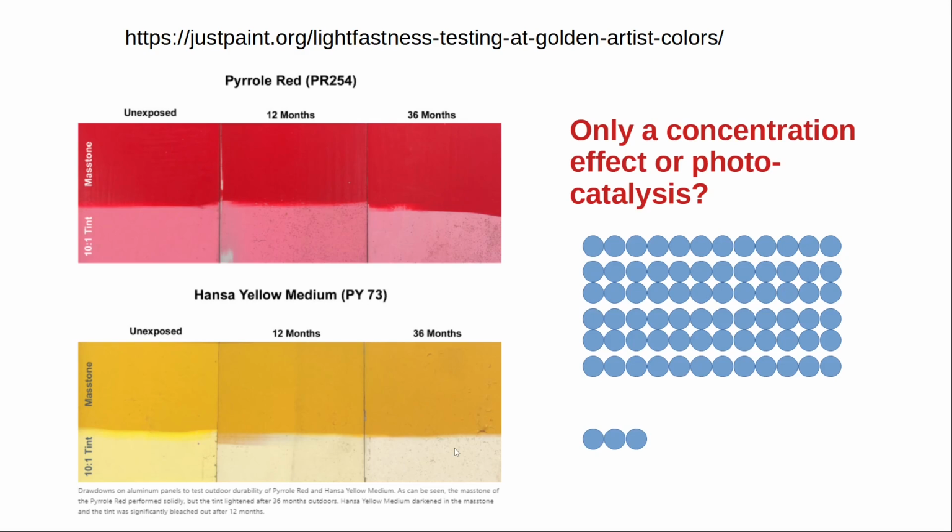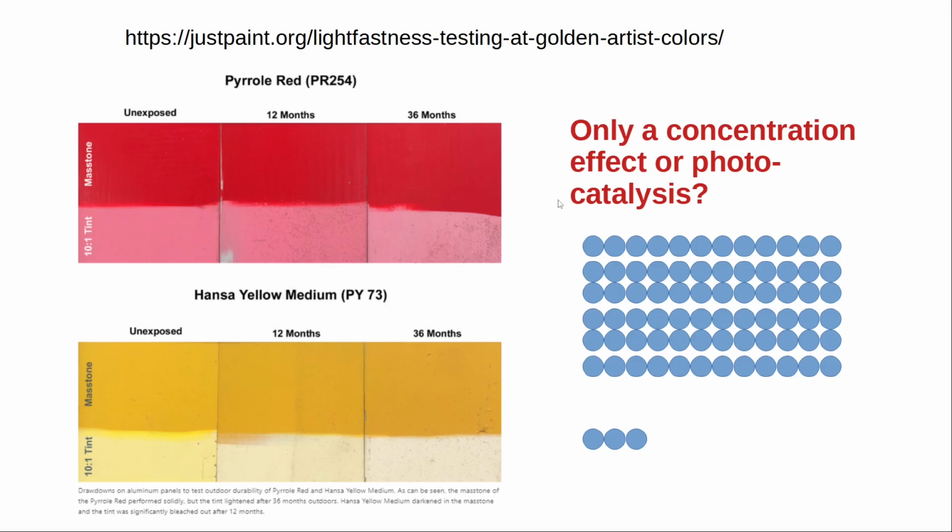I must say there are various mechanisms of degradation in UV light. Photocatalysis is not the only one. So now you can see that when the paint was not diluted with white, you don't see a change in the color, but when it was diluted with white, you can see a change in color. So now the question is, do we see this change in color due to a concentration effect, or is the white paint causing photocatalysis? So let's first just look at the concentration effect.